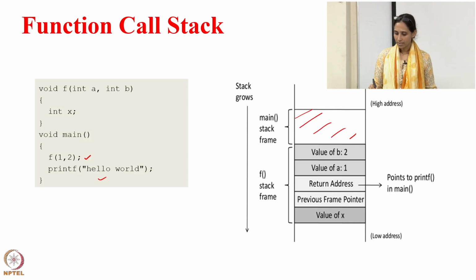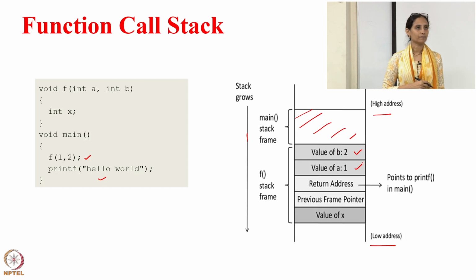So, when main calls f, f's stack frame will be pushed onto the stack. Here is what I want you to know: the stack grows like this. This is the low address, this is the high address, and the stack will grow like this. The arguments a, b are going to be put in this memory.